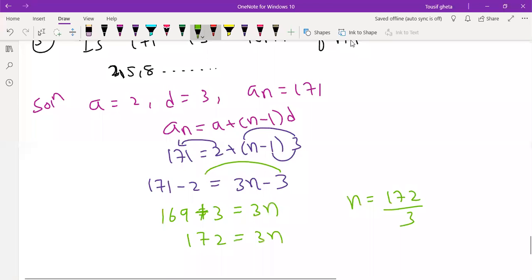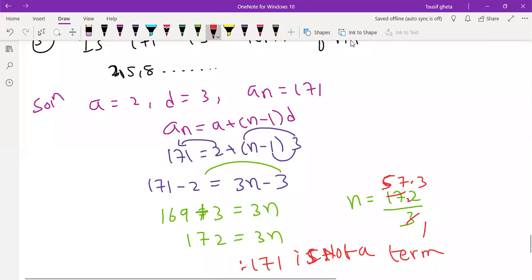So 172 by 3. 3 ones are 3, 5 threes are 15, 3 sevens are 21, 3 threes are... So you get 57.3, it is not a term. So what was the question? Oh sorry, 171. Therefore 171 is not a term of the given AP. Done.